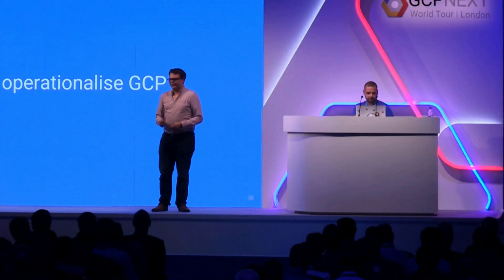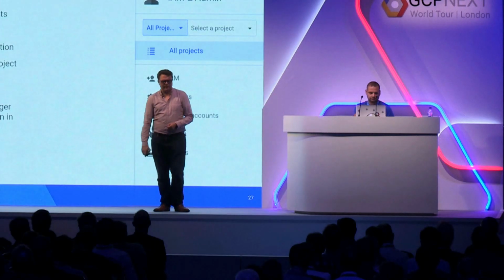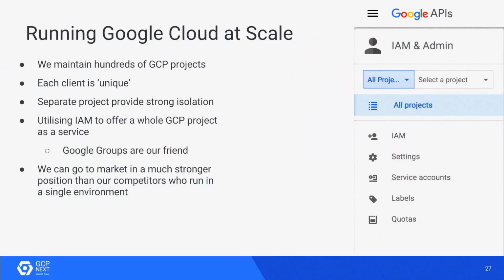So we do something a bit weird. We've operationalized GCP, running Google Cloud as a service for our customers. We run and manage hundreds and hundreds of Google Cloud projects, essentially one for every one of our customers. Because each of our customers is unique, we have to configure and set up that customer based on what products or features they're using with us. By using separate projects for every customer, we get strong isolation, riding on the back of Google authentication and that very solid security infrastructure, but then orchestrating that at scale and pushing the right resources into the project that our client is using.